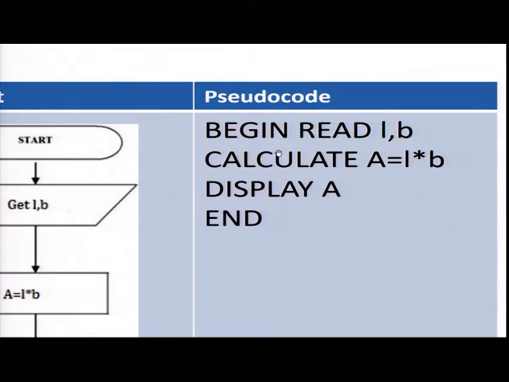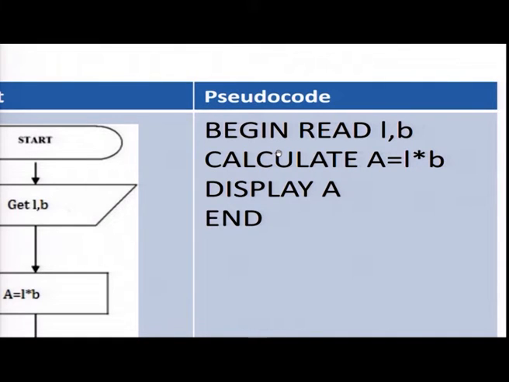Then how do you calculate it? So you use calculate area equal to the variable name. I have kept the variable name for area as A. So A, I am equating it to length multiplied by breadth, which is the formula. Display A. After calculating, I am displaying the value of A.